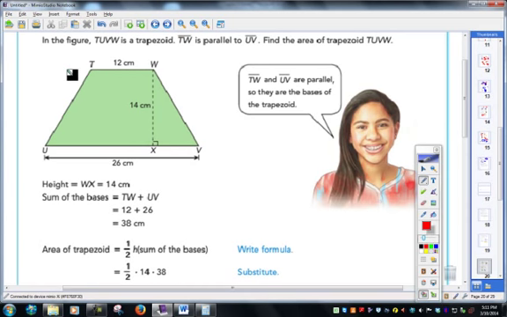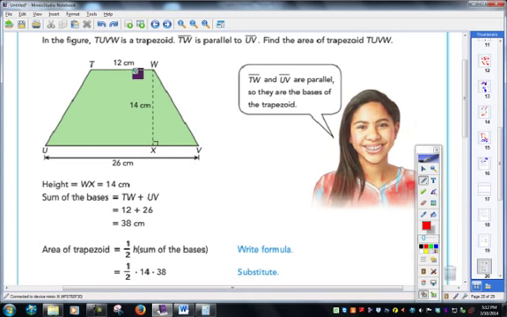Okay, and it gives us, now, real quick, what if this was 8 centimeters? Would that matter? No. We don't bother with any of these angled sides when we're doing area. Now, perimeter, obviously we'd need them. Okay. Now, it says here that side TW and UV are parallel.